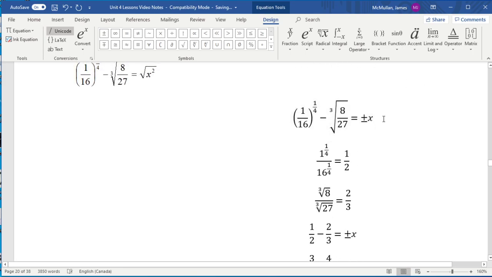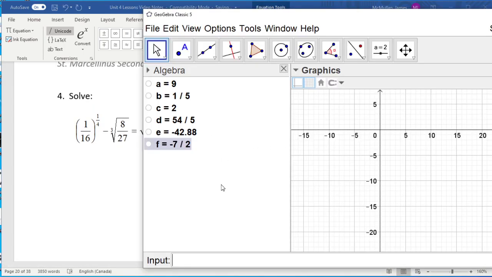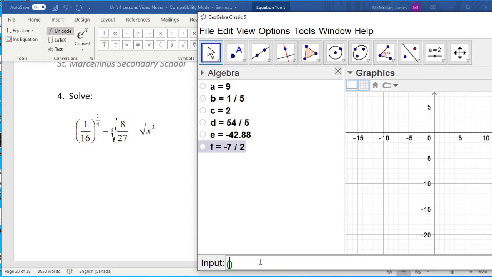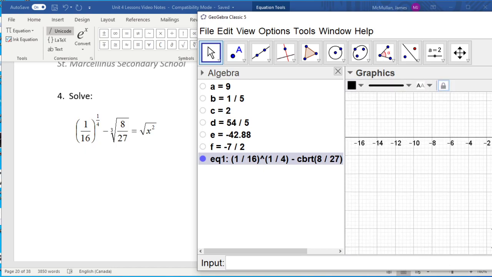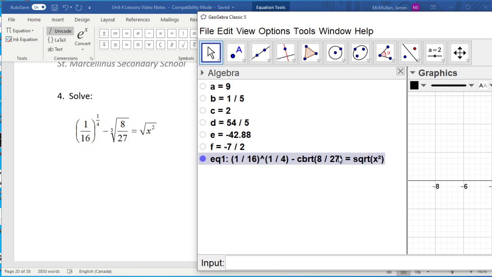Let's test it. So let's draw this here. Let's type it in exactly as it looks. So 1/16 to the power of 1/4 subtract cube root of 8/27 equals square root of x squared. Well, it didn't know what to do with that, so let's try it another way.